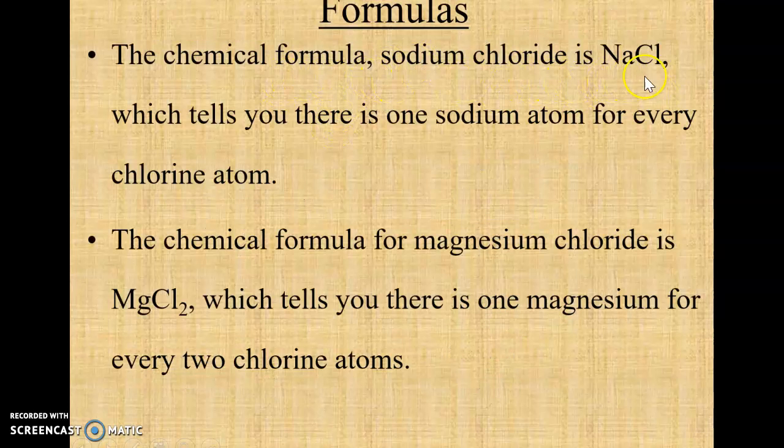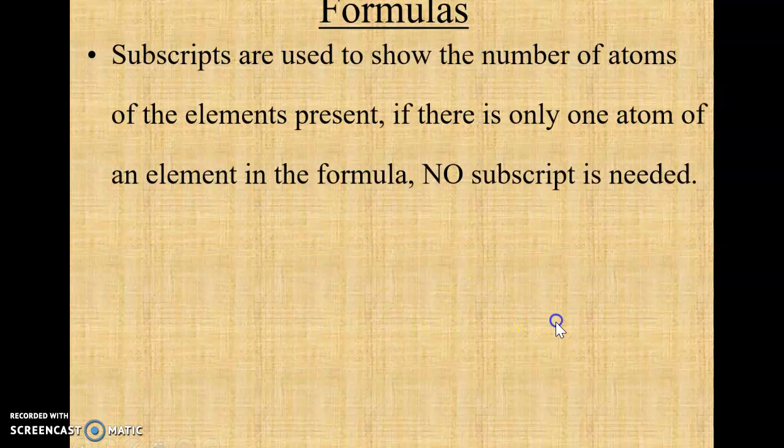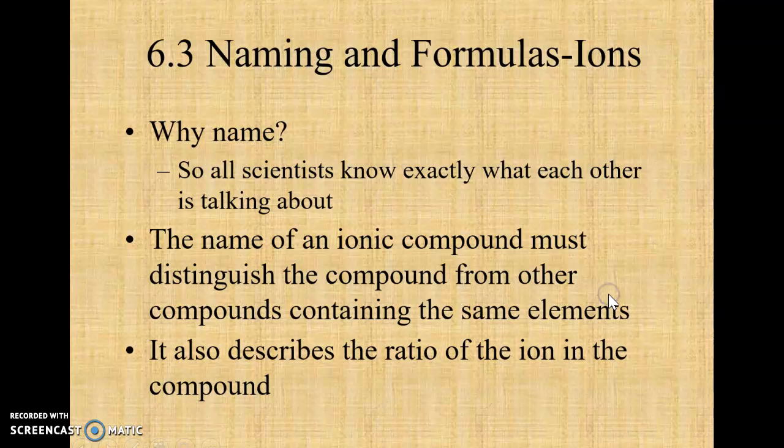Chemical formula, sodium chloride is NaCl, which tells you that there's 1 sodium and 1 chlorine. However, magnesium chloride has 2 chlorine atoms and 1 magnesium atom. So 6.3, naming and formula ions. Why name? So all scientists know exactly what each other is talking about.